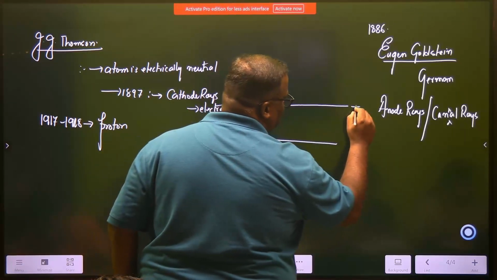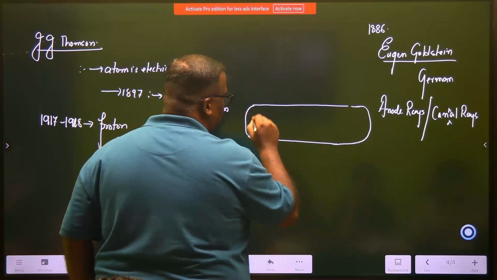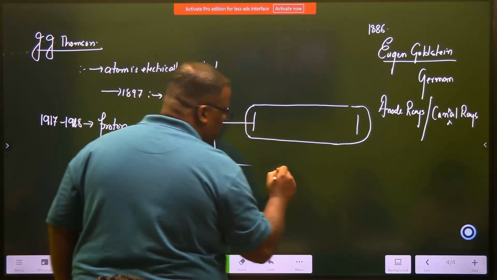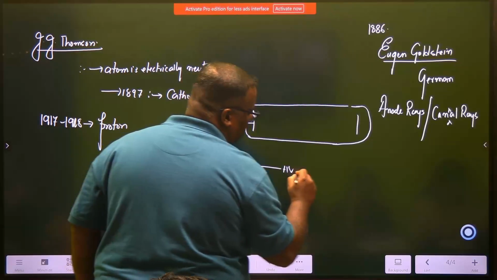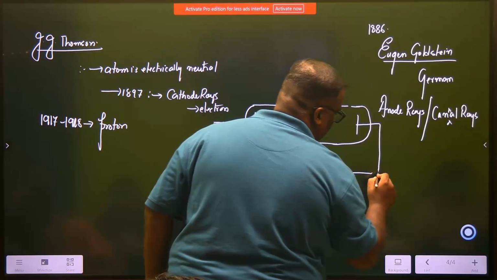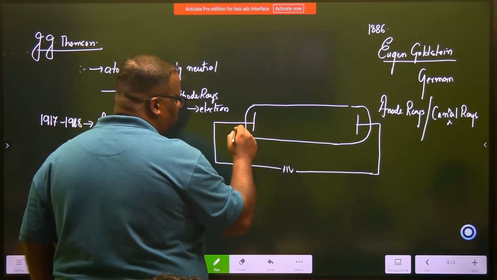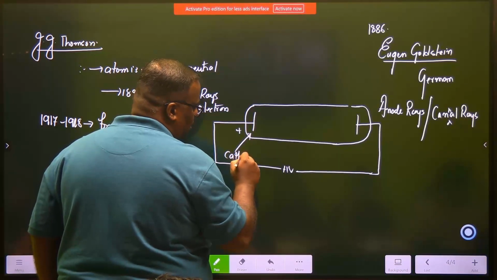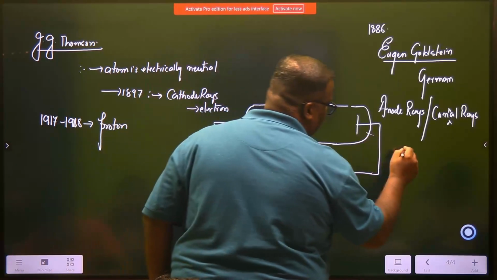It had the same sort of setup, right? There will be a cathode, there will be an anode, and he used to study with the same high voltage, and we will have positive connected on this side. So this will be known as my cathode, and this will be known as my anode.